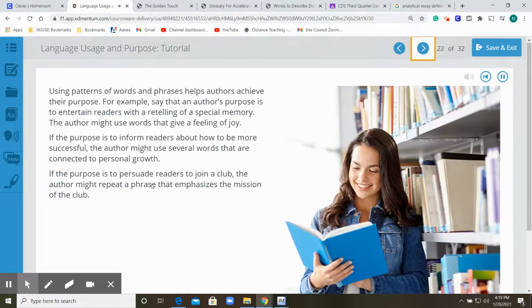Using patterns of words and phrases helps authors achieve their purpose. For example, say that an author's purpose is to entertain readers with a retelling of a special memory. The author might use words that give a feeling of joy. If the purpose is to inform readers about how to be more successful, the author might use several words that are connected to personal growth. If the purpose is to persuade readers to join a club, the author might repeat a phrase that emphasizes the mission of the club.